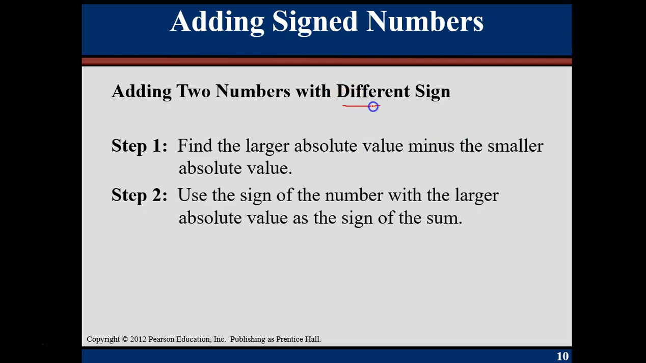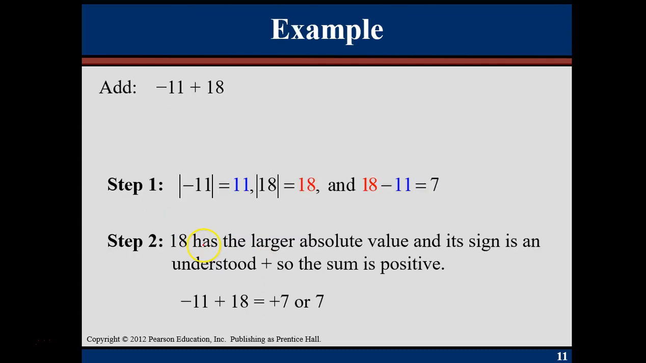It gets a little bit more interesting when you have different signs. You can still use the lines on the number line, but sometimes it gets a little sneakier. What you want to do is find the difference between the absolute values of the two numbers, and then use the sign of the number with the larger absolute value. Not the larger number, the larger absolute value.